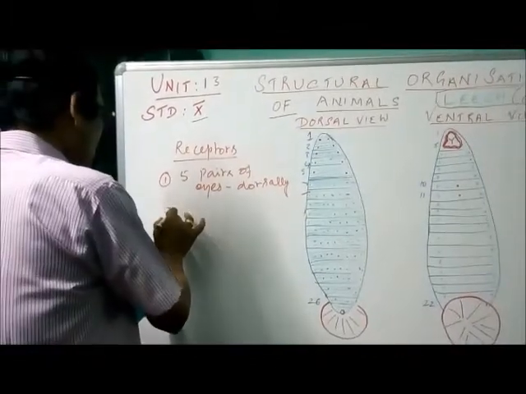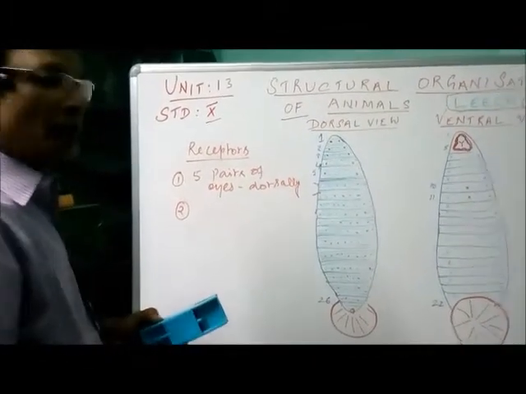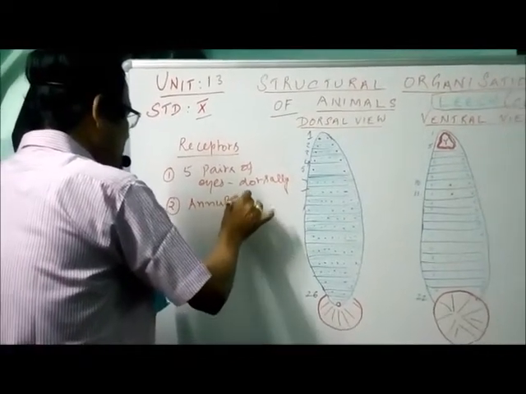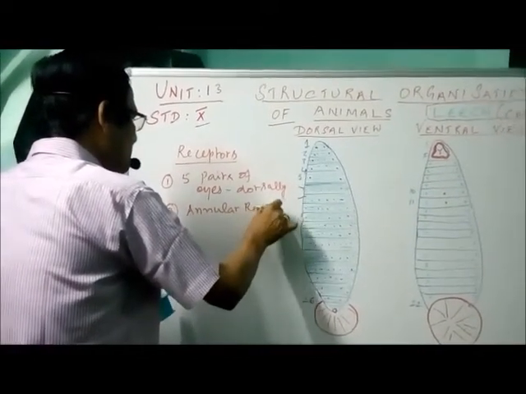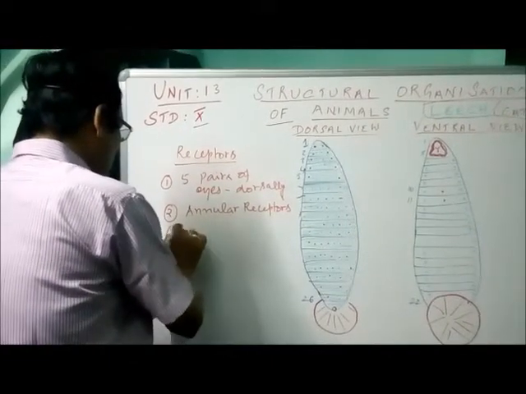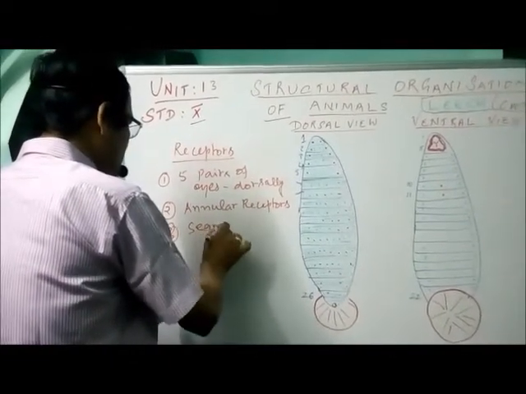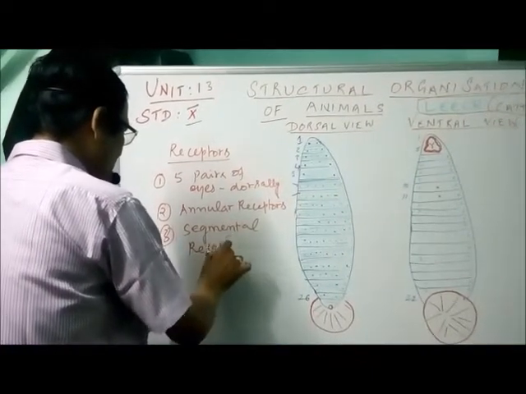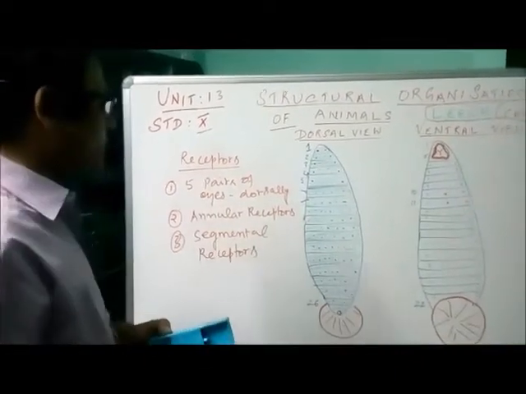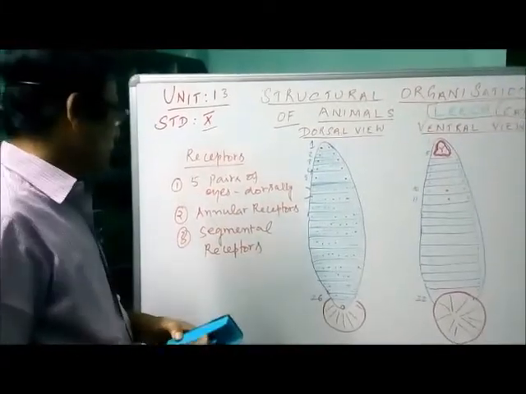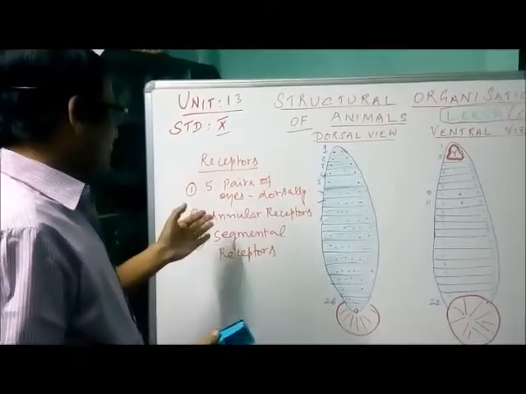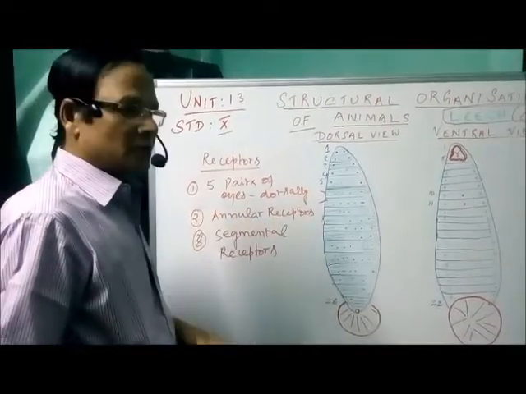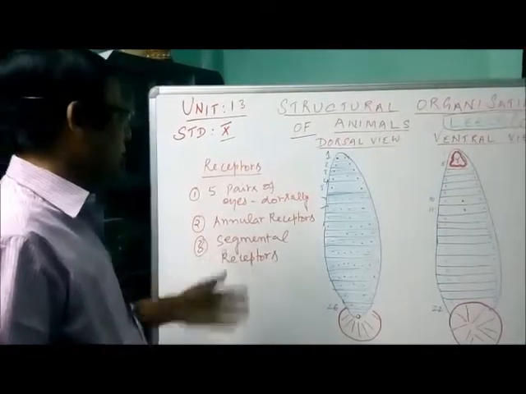Then in each segment we have the receptors, and they are divided into number 1, annular receptors, and number 2, segmental receptors. So the sensory projections present on the surface of the body are called receptors. Annular receptors are present in the annulus. In all the annuli, we have the annular receptors.